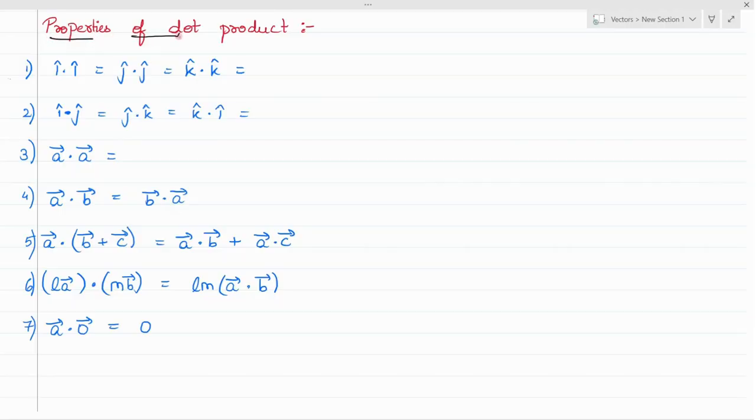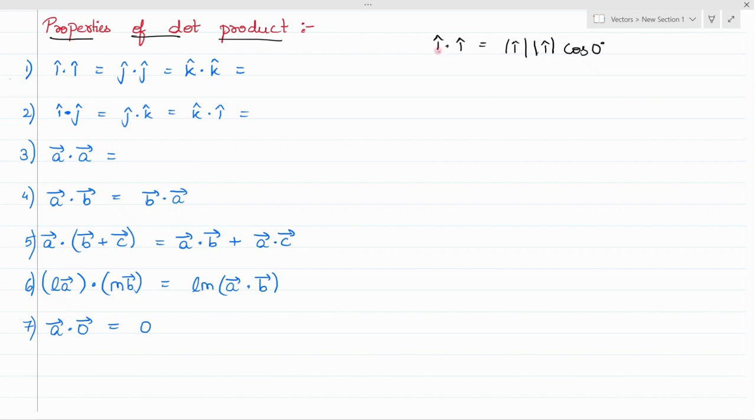Next, properties of dot product. The first property is i cap dot i cap, j cap dot j cap, k cap dot k cap. What will be the output? Here, i cap dot i cap means magnitude of i into magnitude of i and cos 0. Why 0? i cap is nothing but the unit vector in the direction of the x-axis.